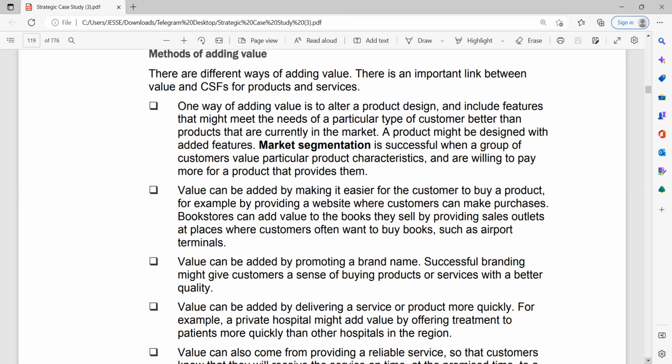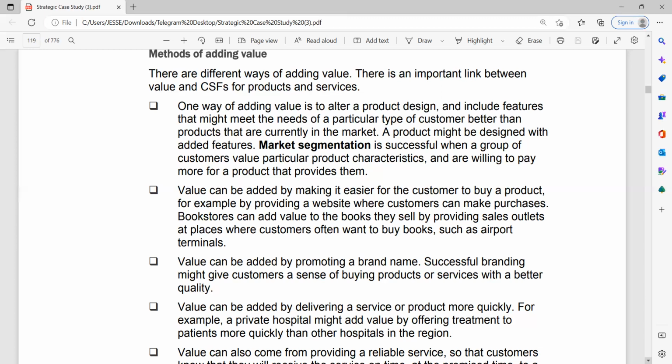You can add value through product design, right? That's one key way of adding value. You can also add value through convenience. Value can be added by making it easier for the customer to buy a product. So if the purchase is convenient, you make it more convenient. For example, if I enter the banking hall and it's very, very quick to withdraw money, right? Or to process some kind of transaction, or I don't even have to enter the banking hall, I can do it online. That's convenience.